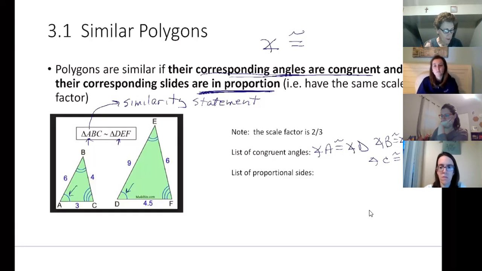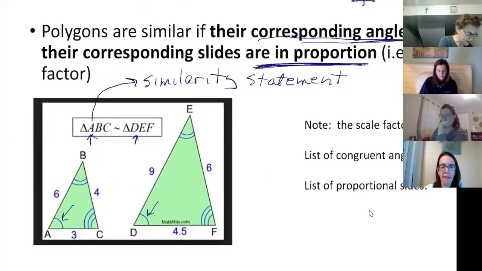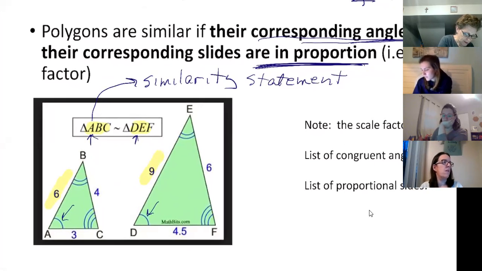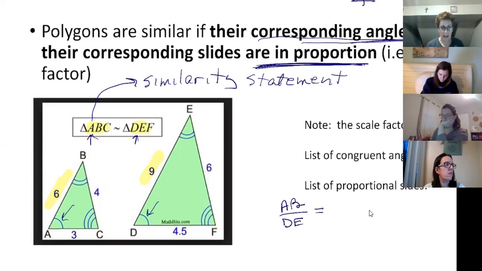Then if you want to figure out the proportional sides, this is where the similarity statement really, really helps. If I make this a little bit bigger, and if I grab the first two letters, AB is going to be in proportion to DE. You can see this is AB and this is DE. So I can write that this way: AB is in proportion to DE. Now these proportions are all going to be exactly equal.